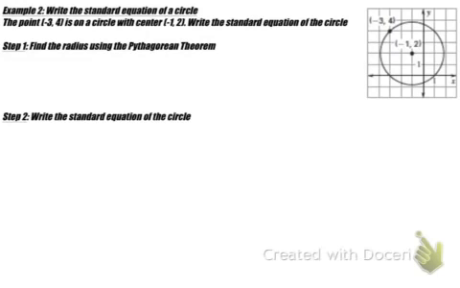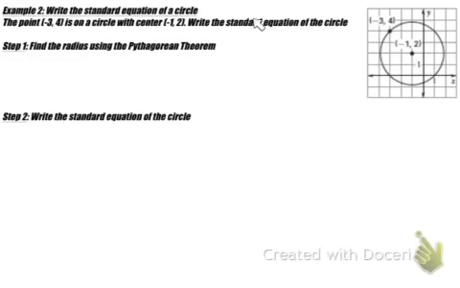Alright, example 2 says write the standard equation of a circle. We're given a point (-3, 4) on a circle with a center of (-1, 2). We have to write the standard equation of the circle. Luckily, you guys are given a graph, and sometimes there isn't going to be a situation where you have a visual. So we're going to use this graph to our advantage.